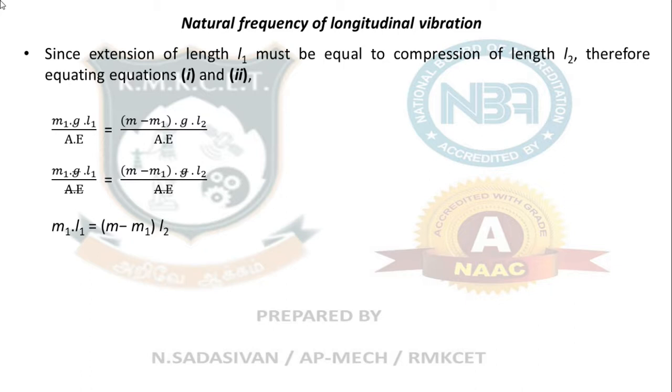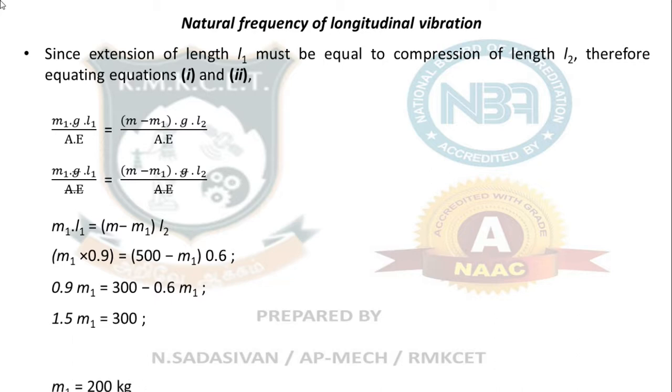All the values that are known, you substitute here. M1, unknown, into 0.9 equals (500 minus M1) into 0.6. From this I can find out the value of M1. Correct? So it comes to around 200 kg. So the remaining 300 kg is the compressive part. Clear? So I have found out that 200 kg is giving a tensile load to the upper portion of the shaft.